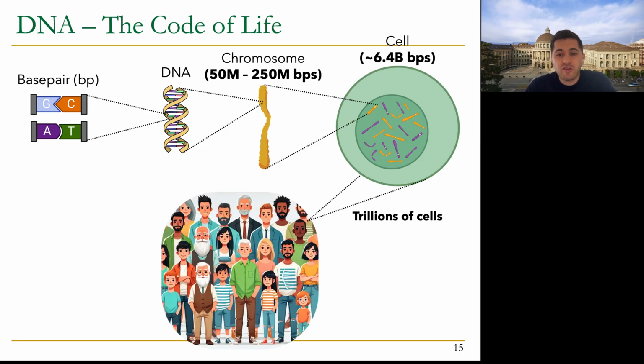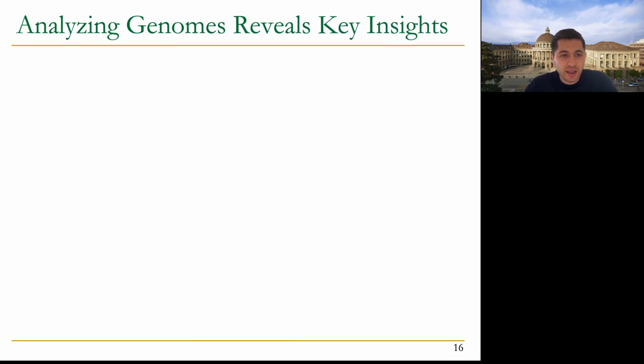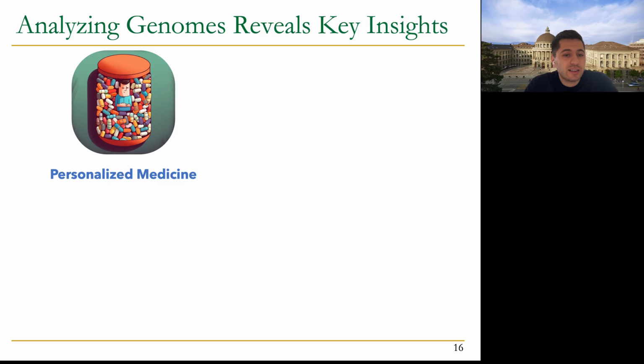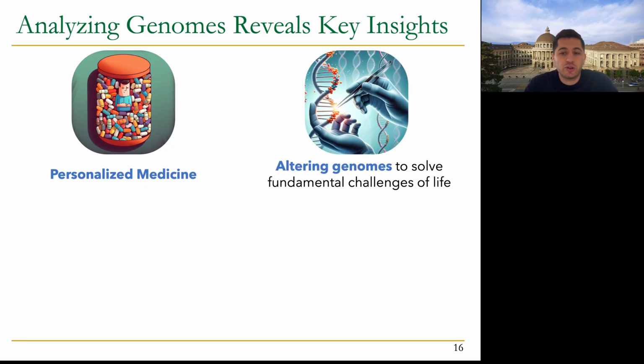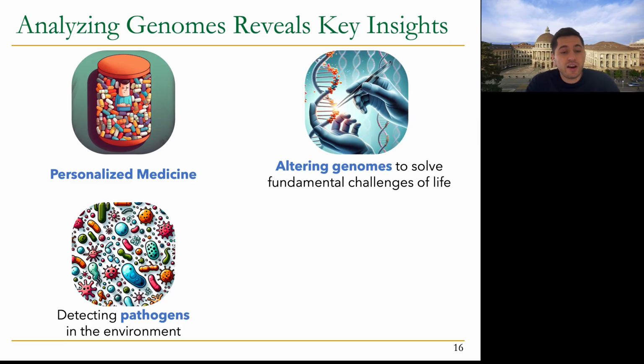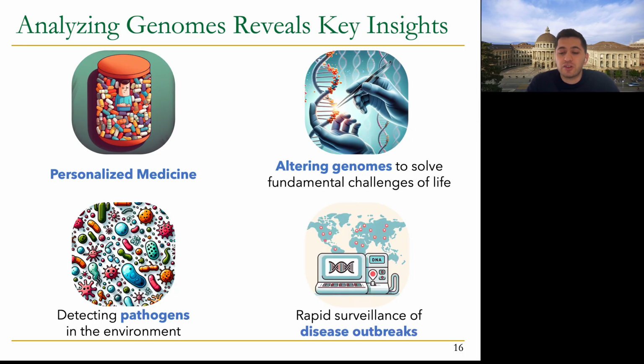But for humans, we have trillions of these cells in our body. So we're storing a large volume of data in our bodies, if you think in terms of the number of base pairs. And understanding the content and analyzing these genomes can reveal key insights that are useful for many applications. For example, it can enable personalized medicine, meaning we could prescribe or even design drugs by understanding how you will react to these drugs by looking at your genome. Or we can even now alter the content of your genome to solve fundamental challenges of life, such as aging. Or we could take a sample from anywhere and understand whether there's any harmful pathogen growing among us. And doing so, we could enable rapid surveillance of disease outbreaks, like what very recently happened with the COVID outbreak.